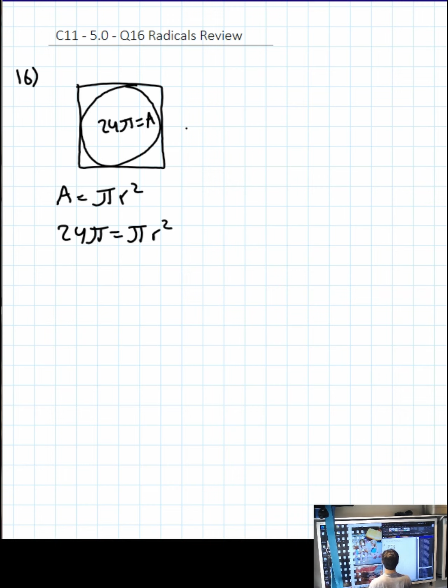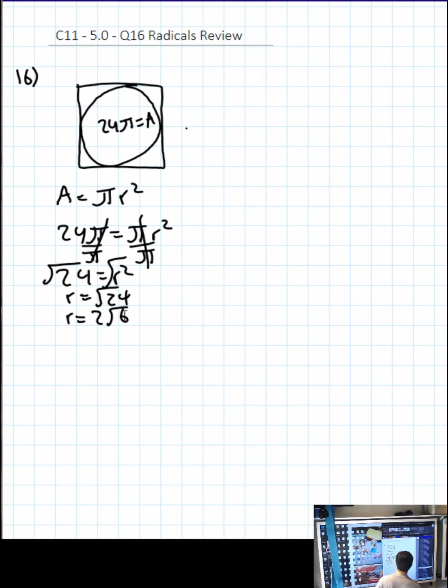Let's carefully show the step of dividing both sides by pi and canceling the pi's. And we're left with 24 equals r squared. And let's square root both sides. And r equals root 24. And we can simplify root 24. Root 24 is 4 times 6, so it's 2 root 6. And that is our simplified version of the radius. Remember, in order to find the diameter, we have to double that.